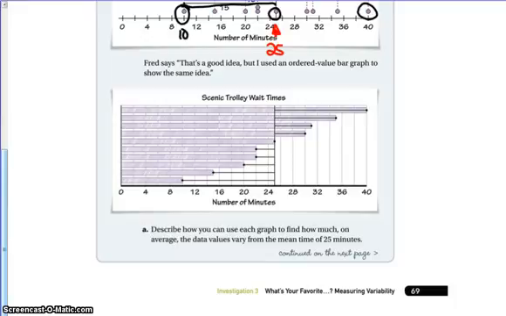And now it says, describe how you can use each graph to find how much, on average, the data values vary from the mean time of 25 minutes. So this is simply asking us to find the mean absolute deviation, or the mean deviation, the mean of how far each number is away.